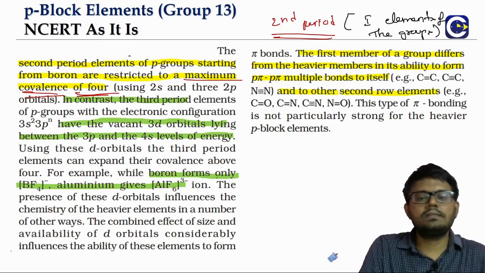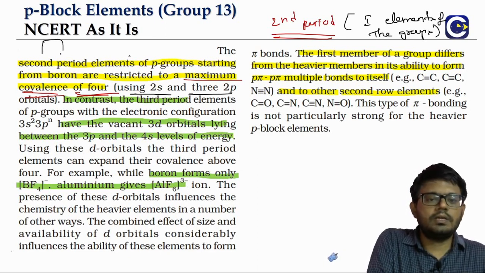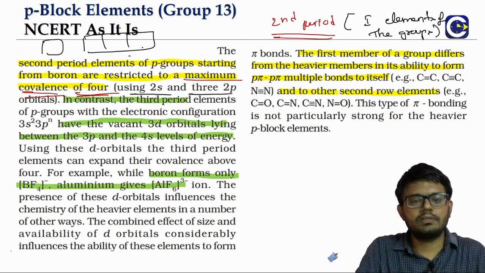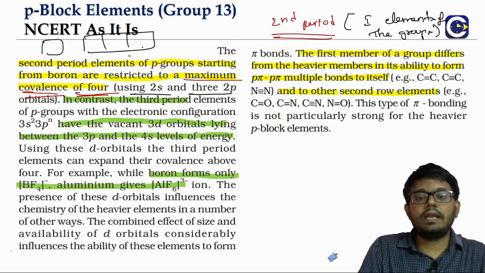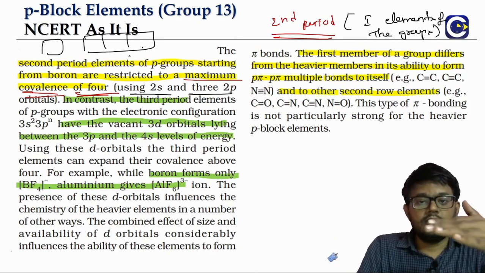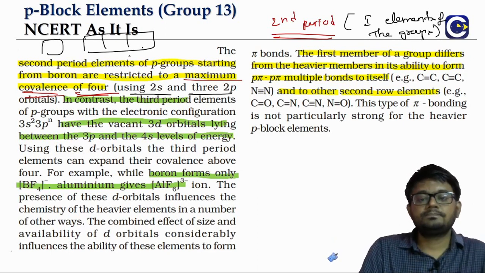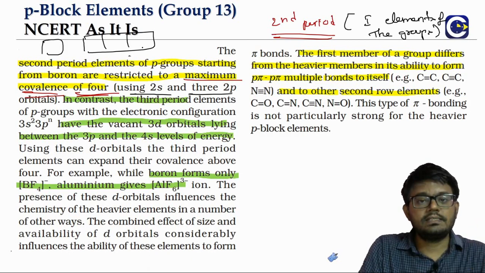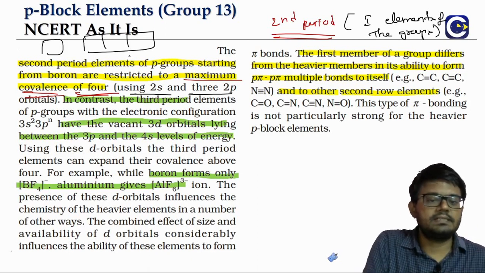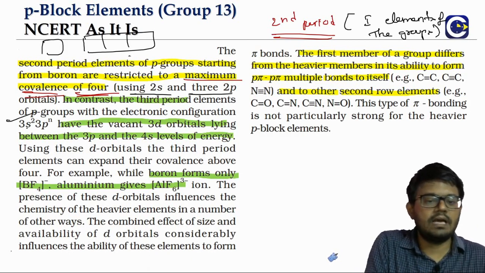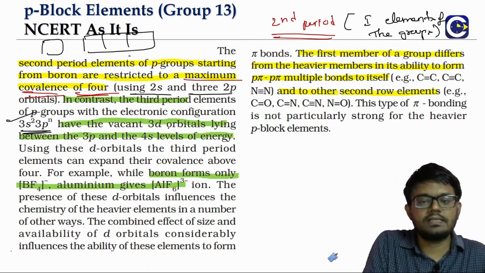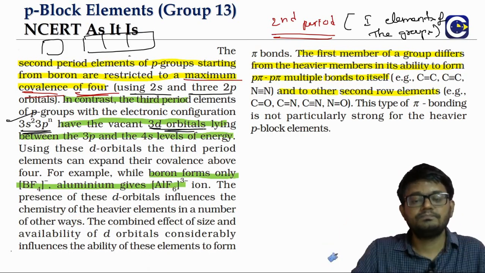Why only a covalency of 4? Because they will be using 1 s orbital and 3 p orbitals. That's it. They don't have any d orbitals. Whereas if you go to the further elements, along with the s and p, they will also have the d. Starting from the third period, it will have 3s and 3p orbitals as well as the 3d orbitals available.